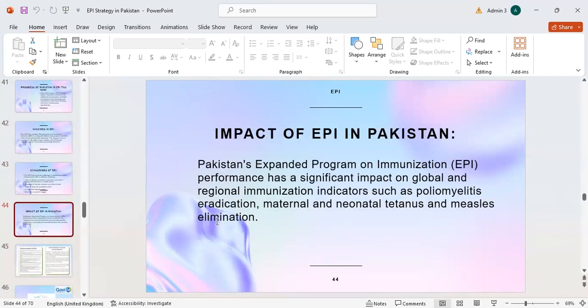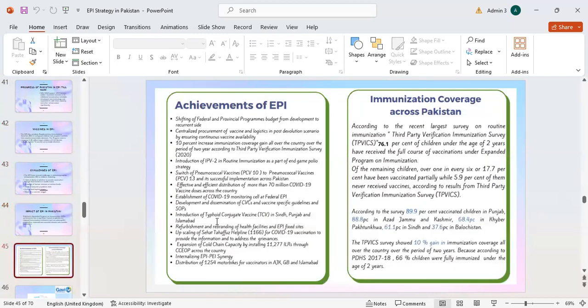Impact of EPI in Pakistan. Pakistan's Expanded Program on Immunization performance has a significant impact on global and regional immunization indicators such as poliomyelitis eradication, maternal and neonatal tetanus, and measles elimination.